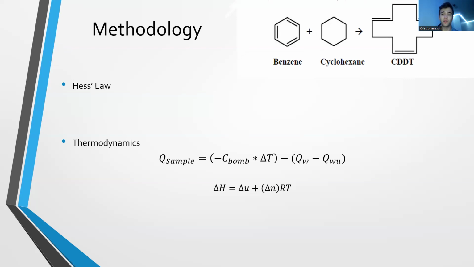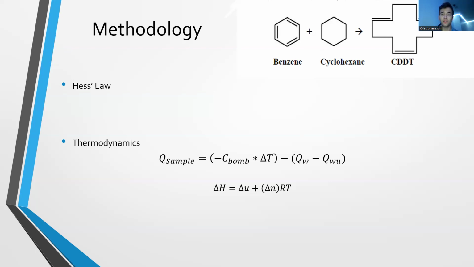The first equation given here is used to determine the heat of a system by using the change in temperature, represented by the delta T, and the specific heat, which is labeled by the capital C. That equation is also adjusted to account for the energy created by the burning of the ignition wire, and this is represented on the right side of the equation by the Q sub W and Q sub WU for the starting and ending wire length, which corresponds to energy, respectively.